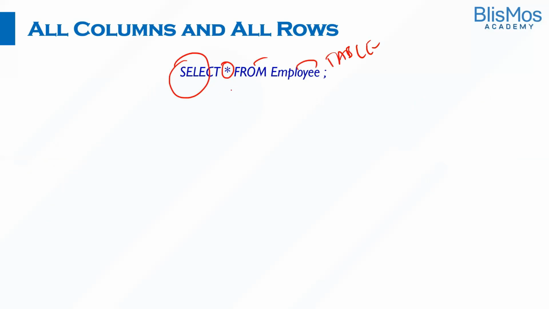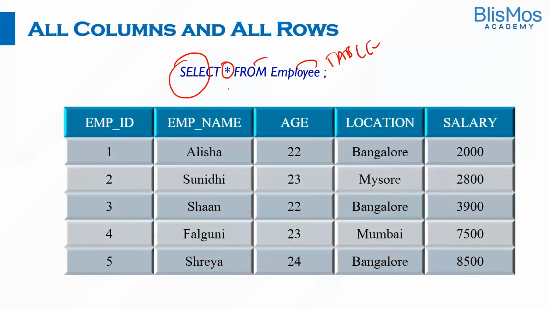First and foremost thing is, how do you select all columns and all rows? Very simple. All you got to do is select star from employee. Employee is a table. Star indicates get me all the columns and all the rows. What is the result? This is the result.